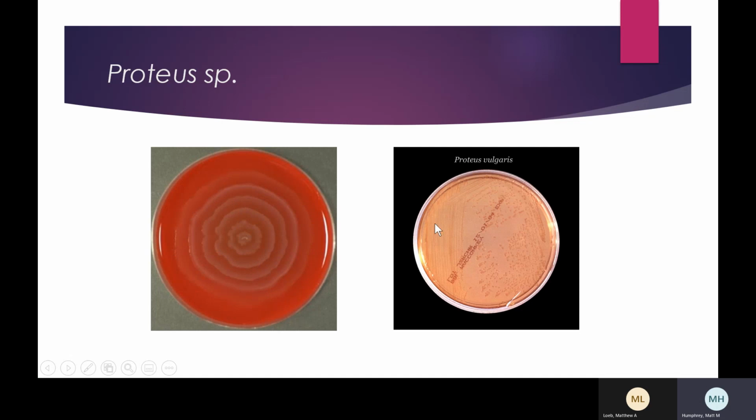MacConkey agar, which again, they kind of break the rule with this, because we say that all Enterobacteriaceae grow on both blood and MacConkey agar. Some of them don't actually grow on MacConkey agar, but when they do, they are non-lactose fermenters.